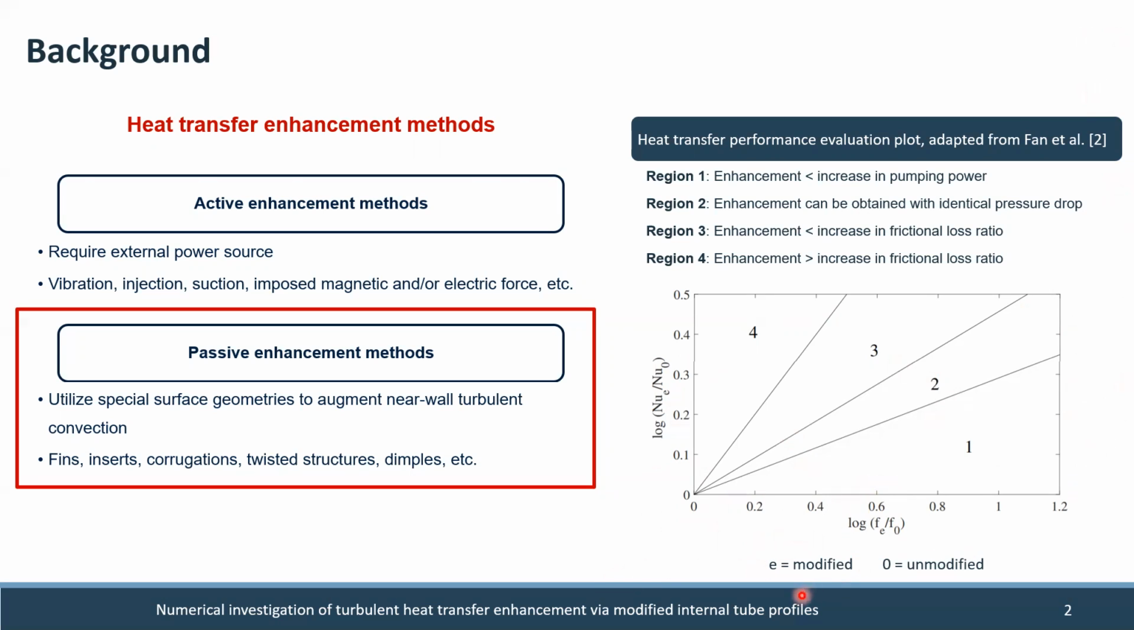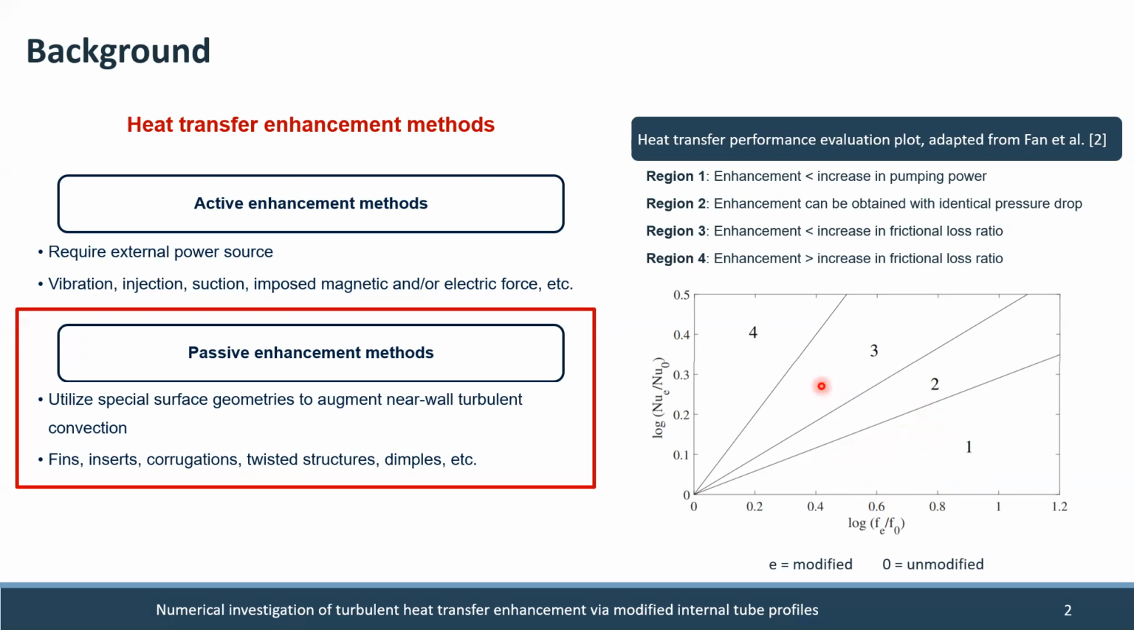If the performance of the heat transfer enhancement method is in this region, in region 1, it means that it's not energy saving because the enhancement is lower than the increase in pumping power. If it's in region 2, enhancement can be obtained with identical pressure drop, so it's not good enough.